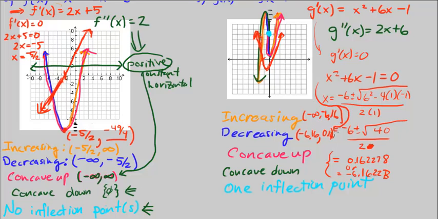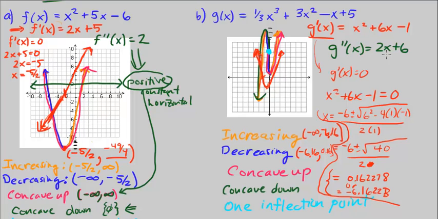Sorry, it's a little bit messy here. Let me go ahead and block that off. Let me rewrite this 0.16. All right. So when we look at g prime of x, it's telling us where we're going from increasing to decreasing to increasing, right?